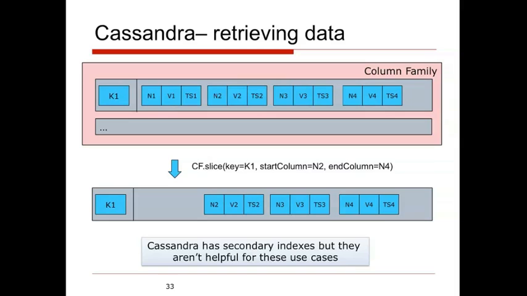And then the way you get data out is through a slice operation. And that works on a column family. You specify a row key, and then you specify a start column name and an end column name. So then what you get back are the columns within the specified row whose names fall within the specified range. So in this example, because the start column is N2 and the end column is N4, you get back columns N2, N3, and N4. You don't get back column N1. So very different from a relational database, quite different from Mongo as well, but it's actually quite flexible.